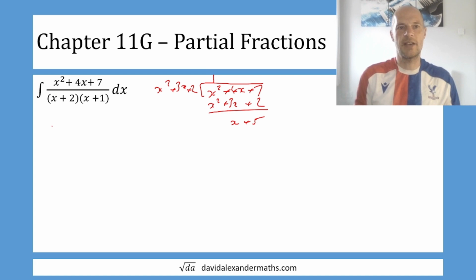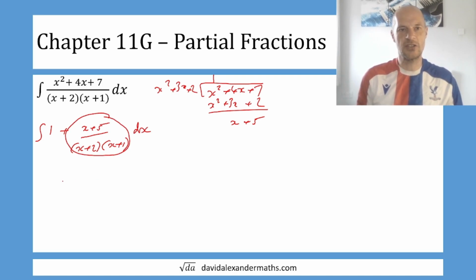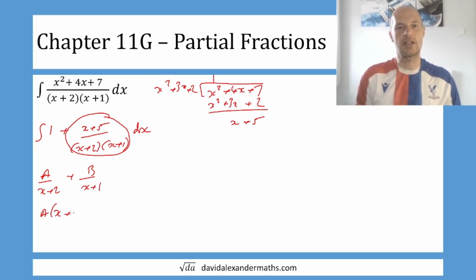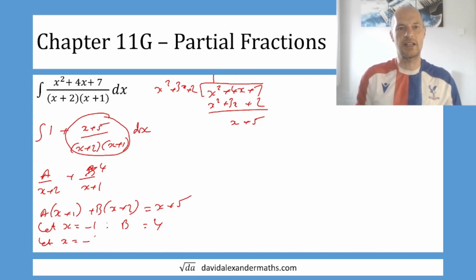So this is the same as integrating 1 plus this remainder of (x + 5) over (x + 2)(x + 1). Now we're just turning this part into partial fractions, just as we did before. So that's going to be a over x + 2 plus b over x + 1. So we can write that as a lots of (x + 1) plus b lots of (x + 2) and make that equal x + 5. Okay, let's let x equal -1. So that's going to be 1b, in other words, b is -1 plus 5, 4. So b is 4. And now let's let x equal -2.